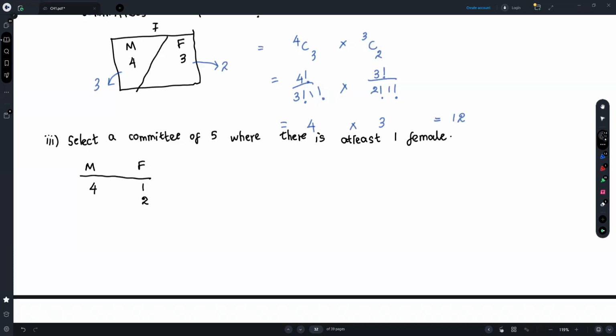Then there will be only 3 males. We can have 3 females, then there should be only 2 males. Or you can go for 4 females. Can you do that? Do you have 4 females? No, you have only 3. So this is not possible. So these are the 3 possible ways that you can form the committee. At least one female. That is 1 female, 4 males, 2 females, 3 males, 3 females, 2 males.